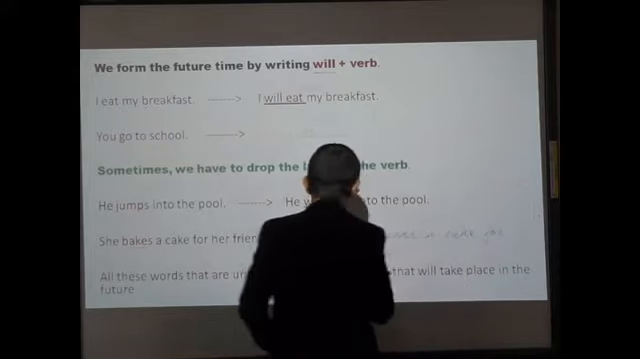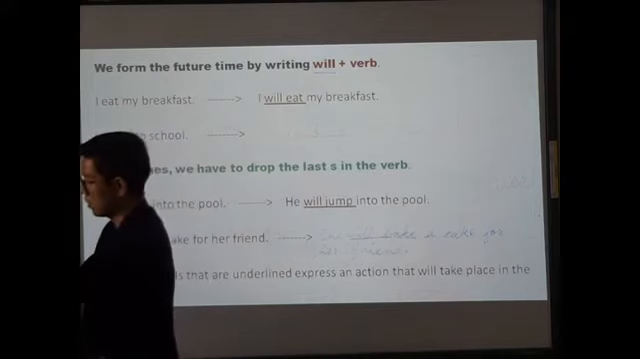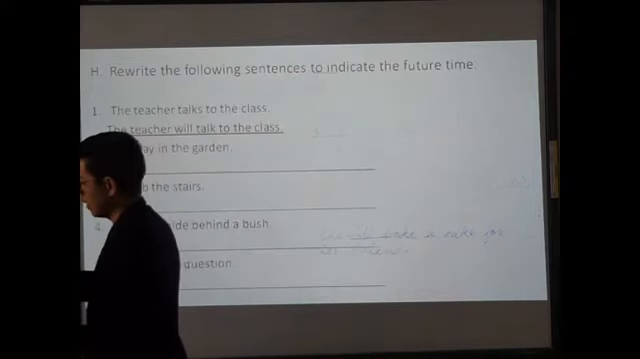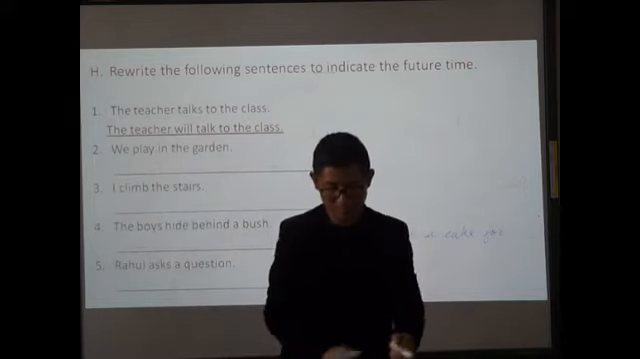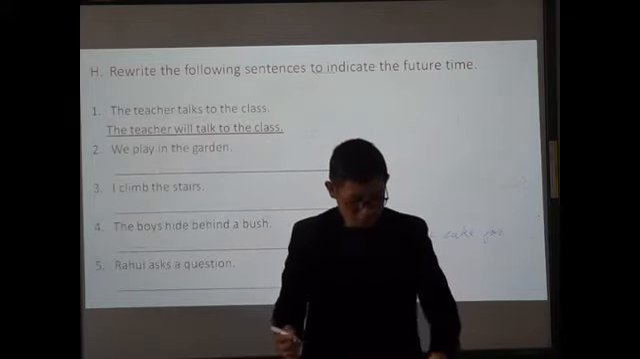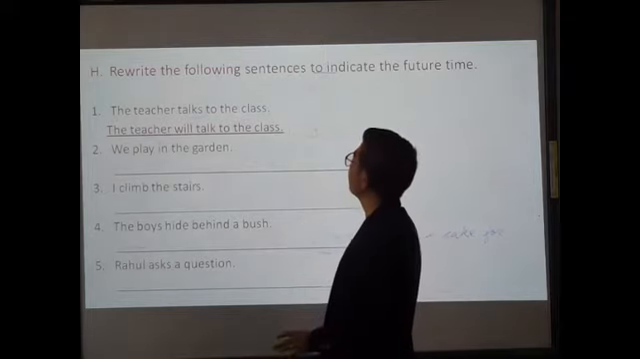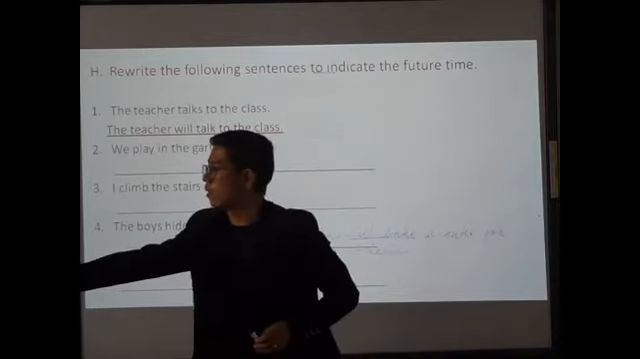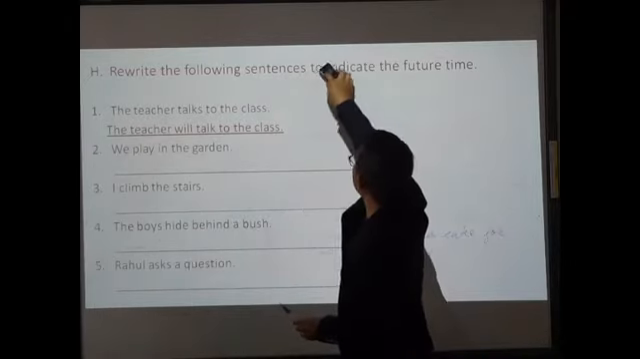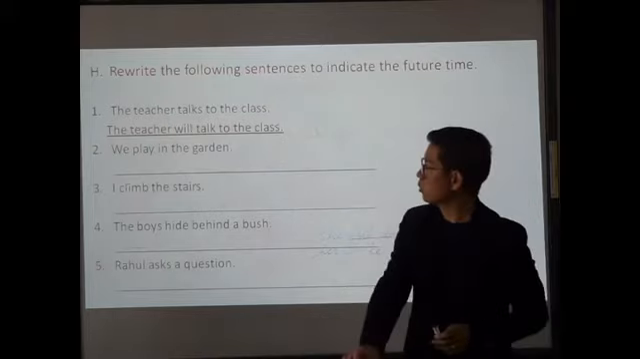Now let's go to the exercises which are there. Page number 74, H. The question is, rewrite the following sentences to indicate the future time.